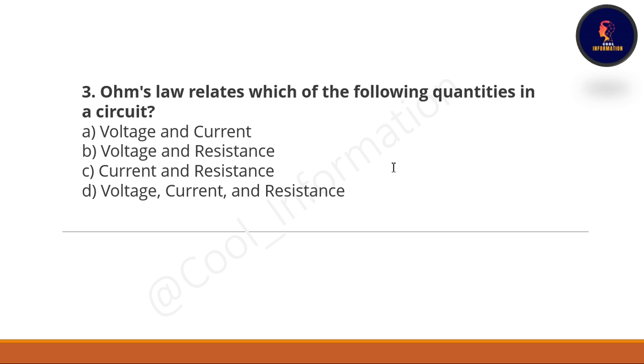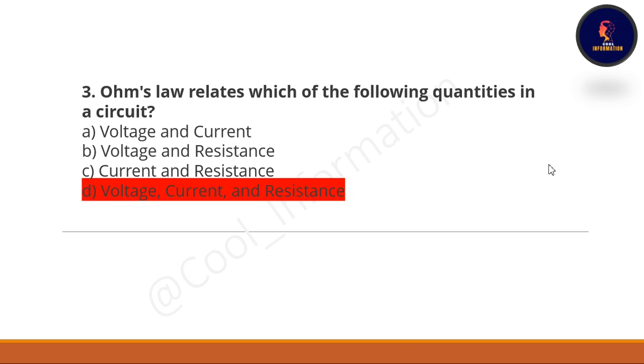Question number 3. Ohm's law relates which of the following quantities in a circuit? Option A, voltage and current. Option B, voltage and resistance. Option C, current and resistance. And the last option is voltage, current and resistance, all these three. So the correct option is option D, which is voltage, current and resistance.